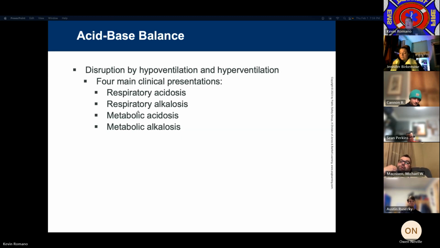Acid-base balance. So I covered a lot about acid-base balance and pathophysiology. We talked a little bit about acid-base balance in the capnography lecture that I did for you. Now let's bring all this stuff together. Disruption by hypoventilation and hyperventilation. There are 4 clinical presentations. I'm going to go into this more in detail. Respiratory and metabolic acidosis and alkalosis. And you have to be able to tell the difference when looking at numbers. Okay, very, very important to know the difference. All right, this may result in rapid deterioration and death.